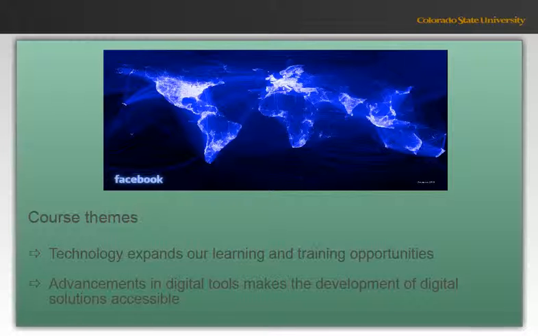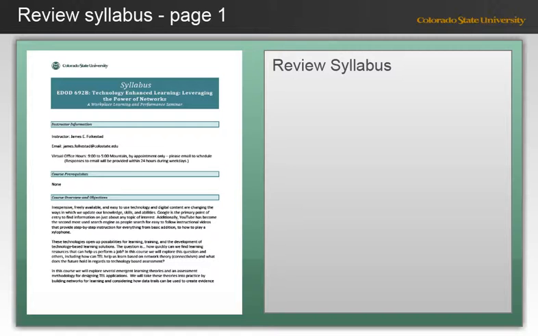In this presentation, we'll go through an introduction to the course, and review the syllabus so that everybody understands the expectations. There are two major course themes that we're going to be touching on in this class. The first theme is that technology expands our learning and training opportunities, and we'll talk at length about those opportunities. The second is that advancements in the digital tools that are available make the development of digital solutions or digital training objects accessible to many, and that accessibility turns more and more people into content developers. And in this course, in the final project, we'll be working with one of those tools to develop a digital object.